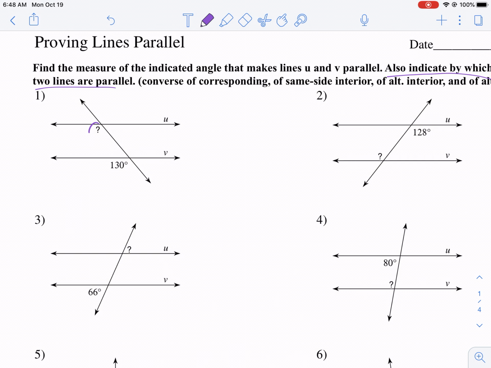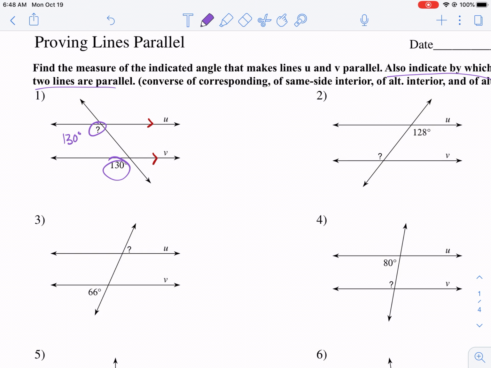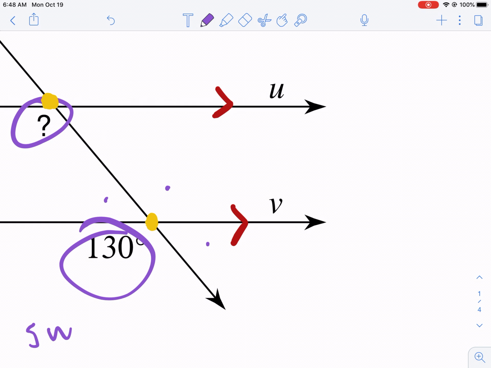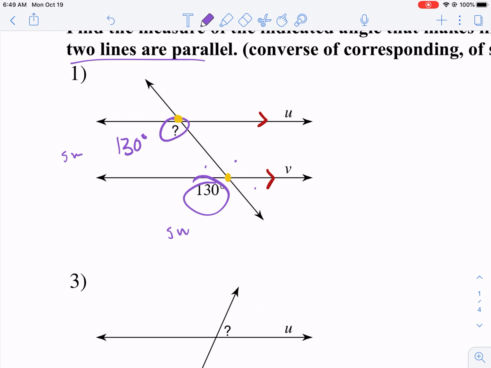Number one, we have this missing angle and we have 130 degrees and we want these to be parallel. In order for them to be parallel, these two angles need to be congruent. So this must be 130 degrees. How do I know this? Well, if we look at this in terms of two intersections, both these angles are in the southwest portion of the intersection. Okay, so this is split up into four parts. We have the northeast, southeast, southwest, and northwest. So these are both in the southwest. They're both in the bottom left portion of the intersection, so they need to be equal because they need to be corresponding angles.